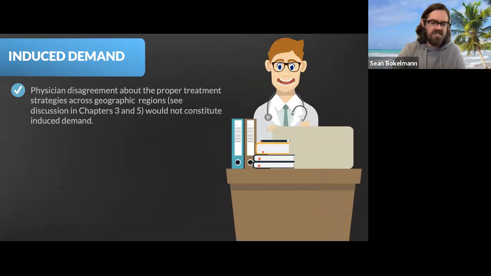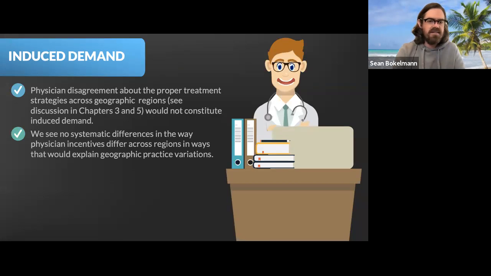Right, and to highlight this issue even further, as we've seen before, there's a pretty wide disparity in agreement about proper treatment strategies, particularly across different geographic regions. We talked about that in chapter 3 and chapter 5. But according to McGuire's definition, this is not representative or indicating that there's induced demand. The primary reason for that is that we don't really see any systematic differences in the incentives between these regions that would explain those variations according to induced demand. So it's not induced demand that's creating these variations. It's something else, right? It's differences in philosophies or educations or something like that, right?